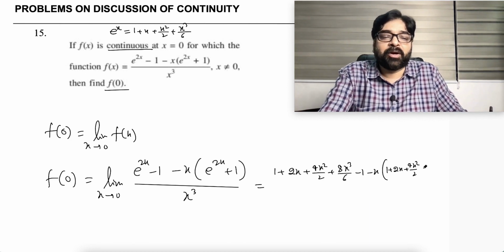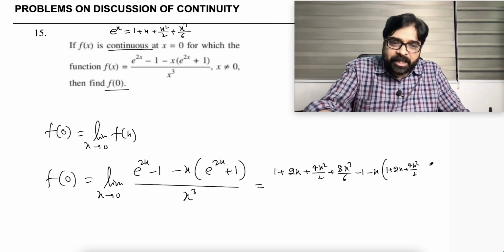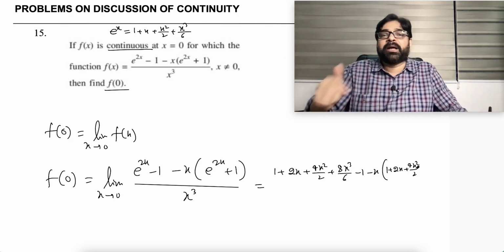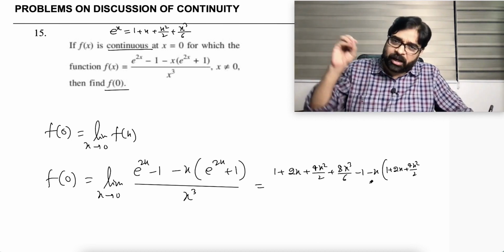The x cube term I will not write here in this case. You know why? Because x is already there. If I write the x cube term, this x will multiply and it will become x power 4. Why should I write x power 4? I don't want that. I want up to x cube.